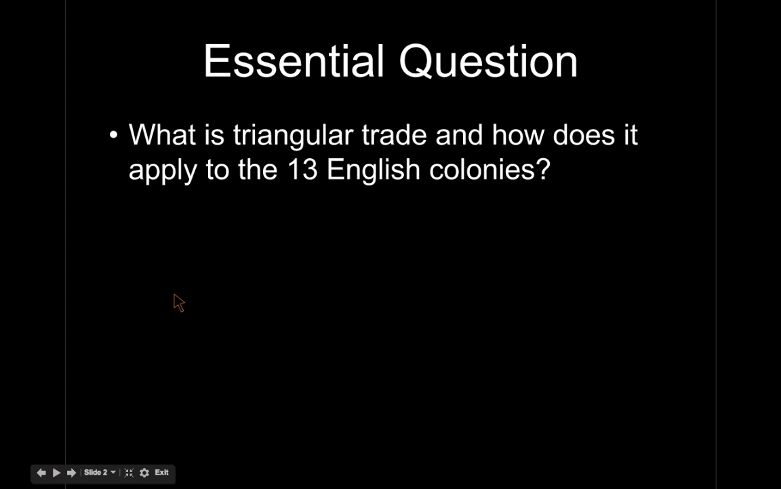So in the top right hand corner of your notes, go ahead and write today's date, which is 7/30/2014. Below it, you can write our objective, which is triangular trade. Our essential question for the day is: what is triangular trade and how does it apply to the 13 colonies? Feel free to pause the video and go ahead and write our essential question down.